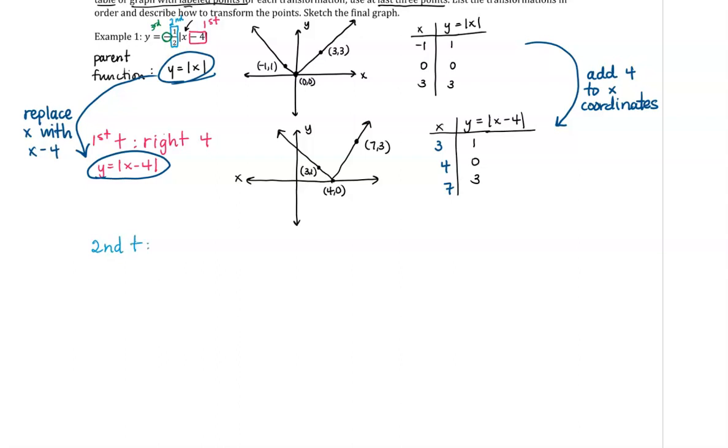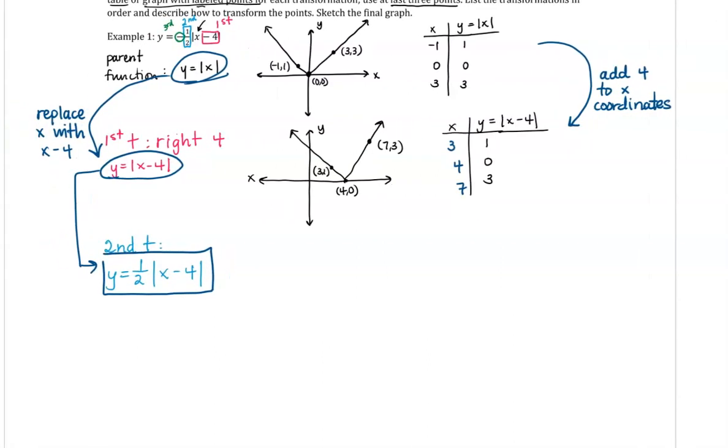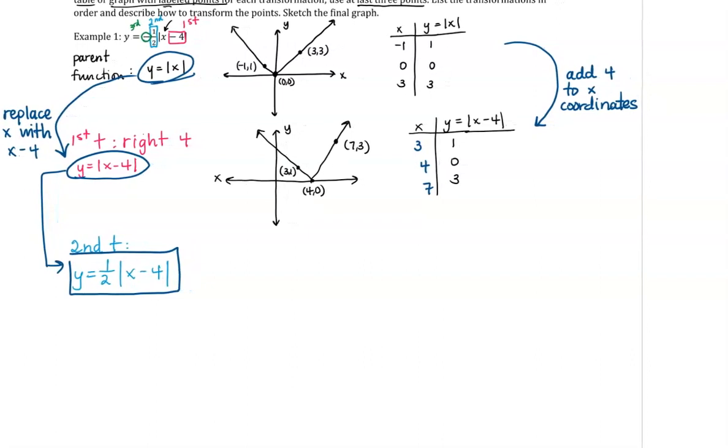The second transformation is what's giving us the equation y is equal to 1/2 times the absolute value of x minus 4. So now I'm looking from this equation to this equation, and I'm asking myself, how did that equation change? What's the difference between the pink equation and the blue equation? And the difference is that we multiplied by 1/2 on the outside of the function.